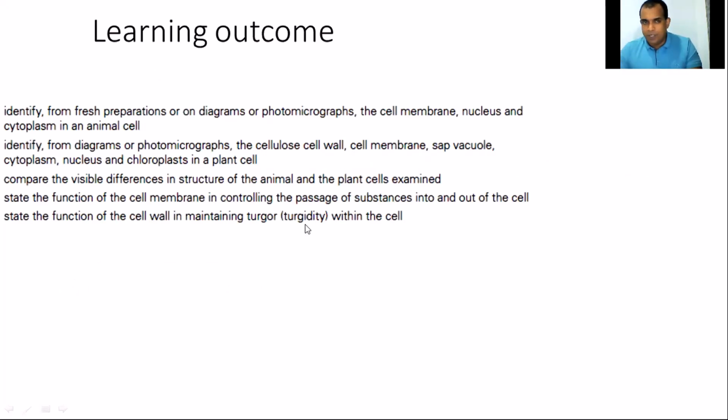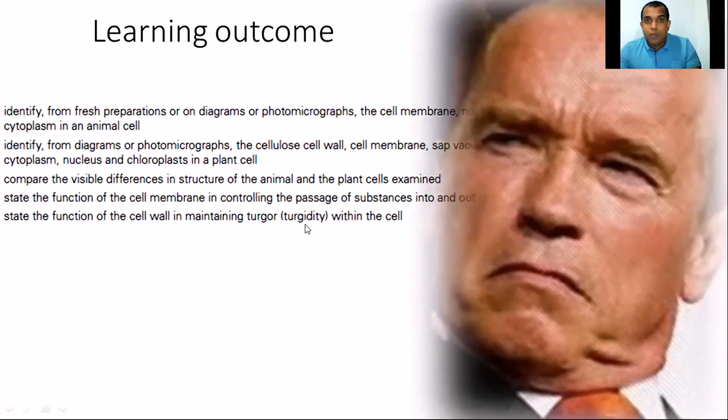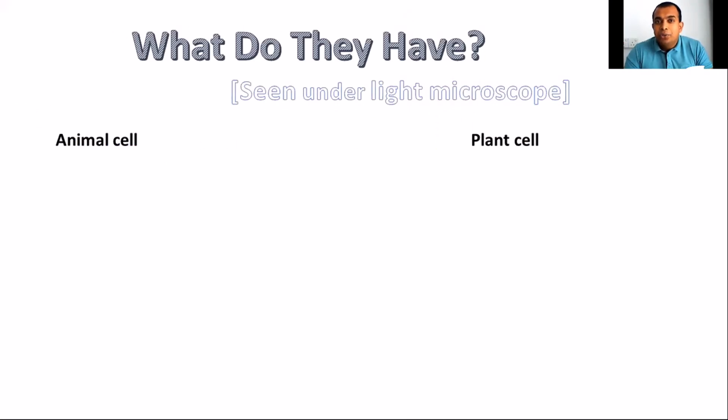Some learning outcomes: you will have to identify, from fresh preparations, diagrams, photomicrographs and micrographs, the visible differences. That looks like a lot, right? Okay, we are not going to worry much about that right now. There are three structures seen in both animal and plant cells, so they are common to both. What are the three structures seen under a light microscope in both animal and plant cells?